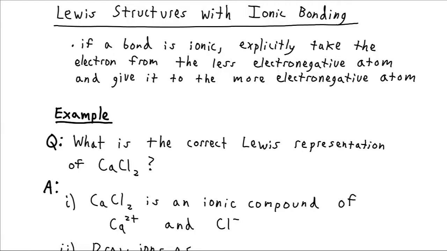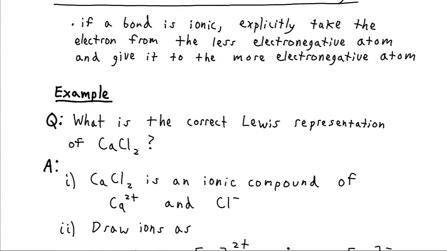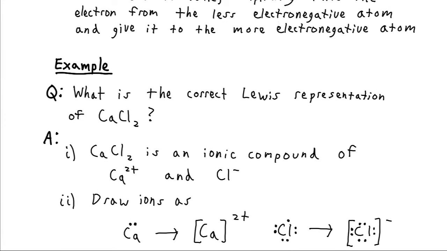Our calcium chloride is made up of calcium 2+ ions and Cl- ions. And the way we're going to draw these ions in our Lewis symbols, we're just going to take the two electrons that calcium has, and since it's calcium 2+, we're going to peel those off. Chlorine has become chlorine minus, so we'll give it another electron. Now it has its filled octet here.